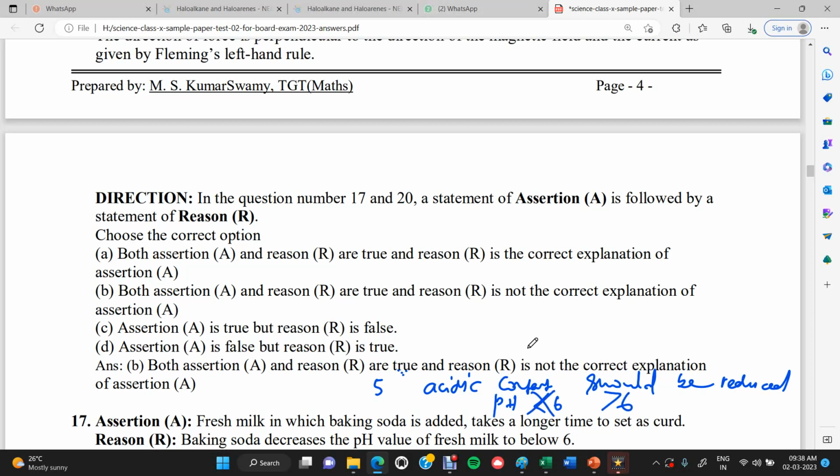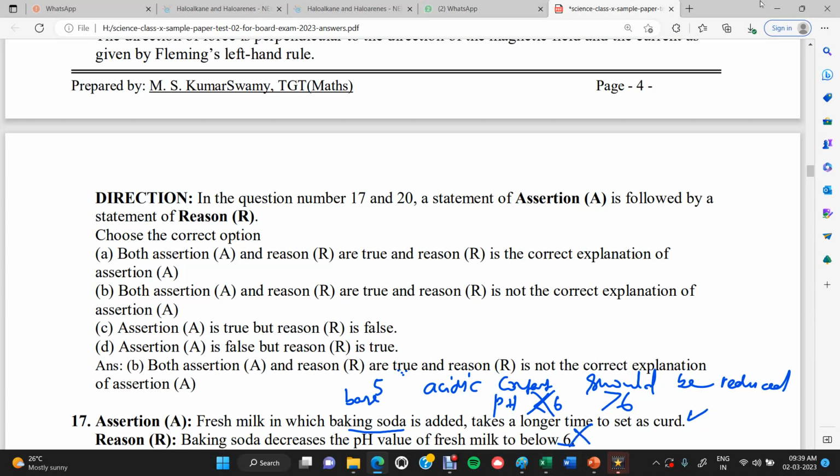Right? So baking soda is nothing but a base. When the base is added, what happened? The acidic content of the milk has been lessened. Then it has more time to set as a curd. First is right. That is, the fresh milk in which the baking soda is added takes a long time to set as a curd. Second one, the baking soda decreases the pH value of the fresh milk to below 6. No, this is not right. The baking soda is a base. It increases the pH value. Base means it should be above 7. Got it? So it increases the pH. So this is wrong. So first one is right, second one is wrong. So what is the answer here?